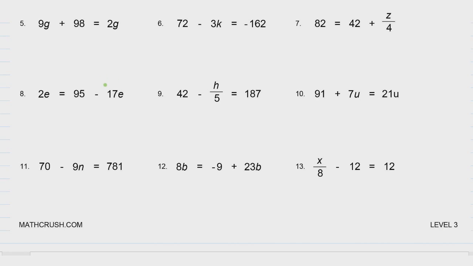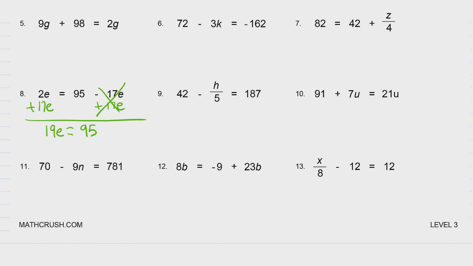So I think we should move this minus 17e to the other side. And again, it is a minus 17e, so the opposite operation would be a plus 17e. So we're going to plus 17e to both sides. Minus 17e plus 17e equals 0, so that's gone. So you end up with 95 on the side, and 95 is like, woohoo, I'm by myself. And over here we have 2e plus 17e, which gives us 19e.